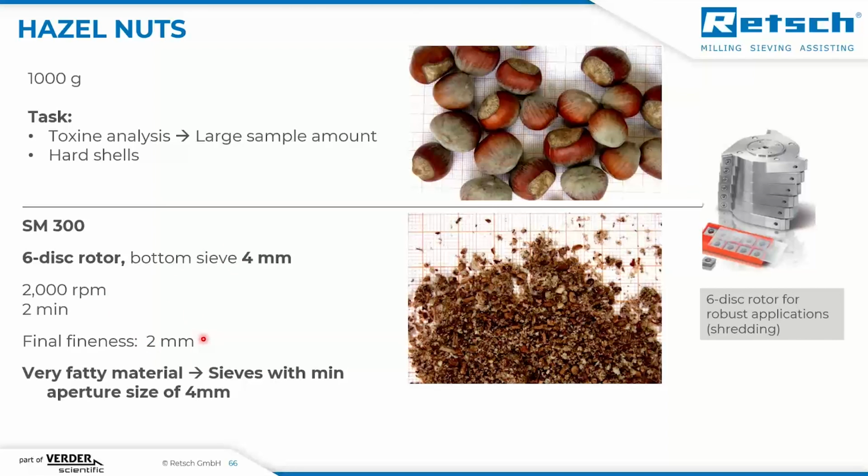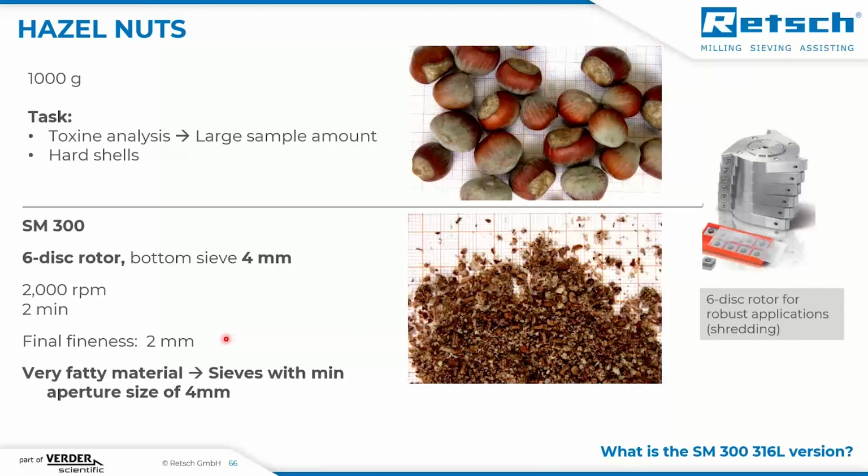We can use sieves with a smaller aperture size than 4 millimeter, but in this case of the fatty samples, it's maybe not the best option. Why? The sample would be squeezed too much and the fat release would block the bottom sieve with a smaller aperture size than 4 millimeter. So 4 millimeter, 6 millimeter, that's good for such kinds of samples.